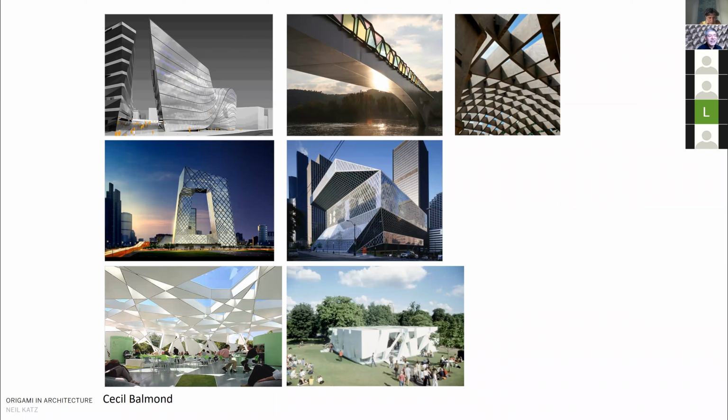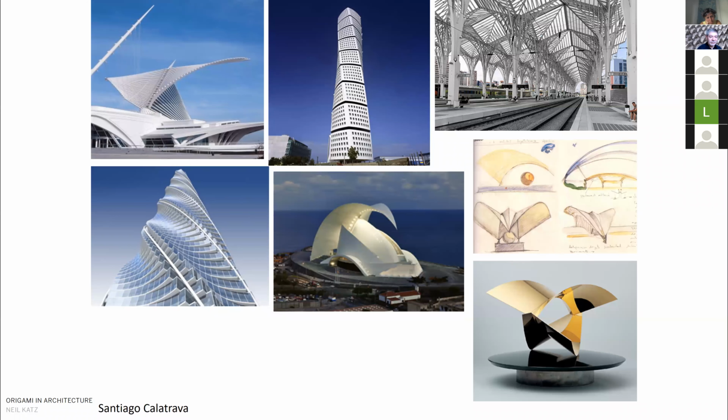Cecil Balmond is an engineer that has collaborated with many architects to realize their forms. And many of these architects' forms have origami influences as well. Santiago Calatrava, another Spanish architect. In addition to buildings, he's also a sculptor. And you can see in many of his works, both sculptures and buildings, how they have characteristics of origami embedded in them.